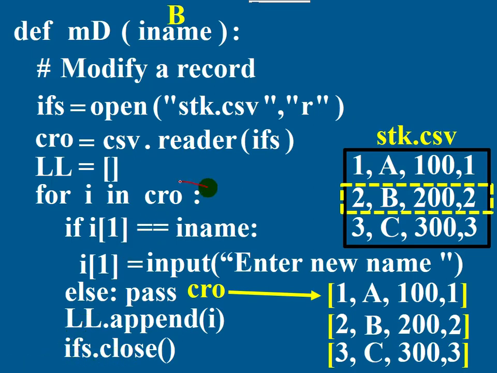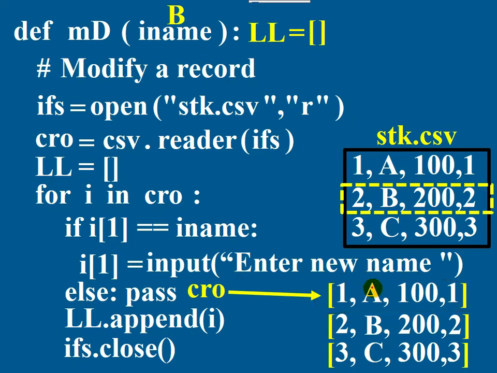Now let me explain this part in a better way, because this is the area where you have doubt. Okay, so first ll equals empty list. So now ll is empty. For i in cro, which means you will get each and every element of the CSV reader object. i contains each and every element. So to begin with, i contains the first element of the CSV reader object.